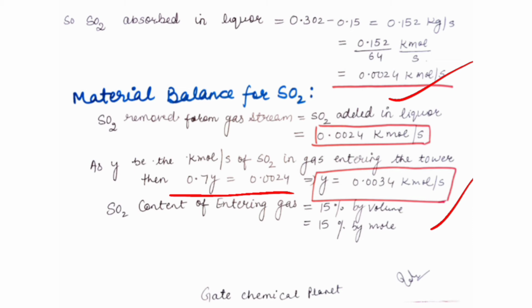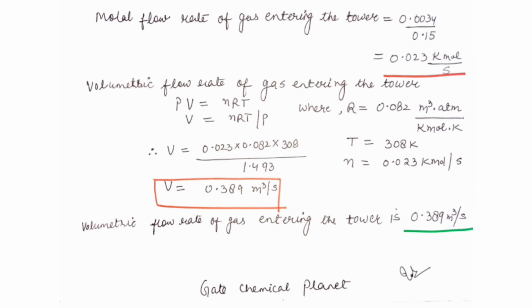Now it will be equal to the 15% by mole also. Okay, so here now we will calculate the molar flow rate of gas entering the tower. It will be equal to 0.0034 divided by 0.15, which is equal to 0.023 kilomoles per second. So it is asked in the question. We have to calculate it.